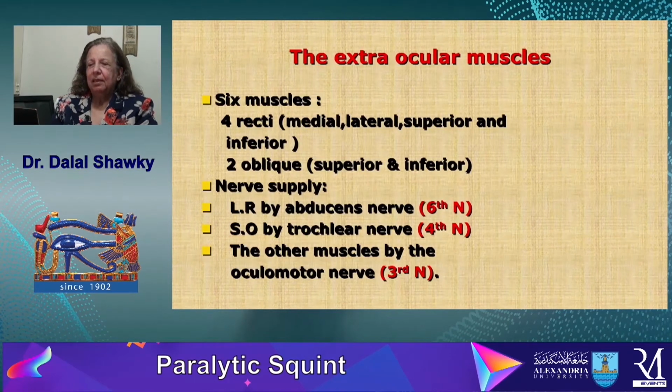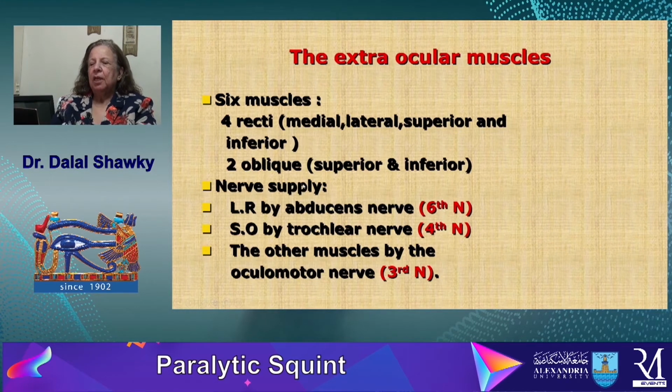Here again, there are 6 extraocular muscles, 4 recti: medial rectus, lateral rectus, superior and inferior rectus, and 2 obliques: superior oblique and inferior oblique. The recti are inserted in front of the equator. The obliques are inserted behind the equator. All of the muscles are originating from the apex of the orbit except the inferior oblique.